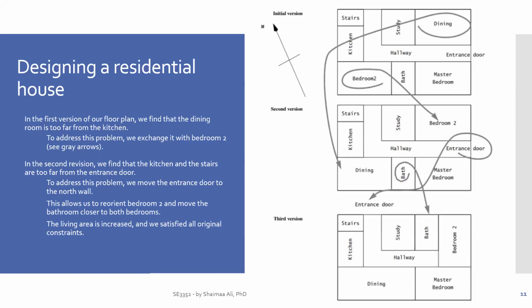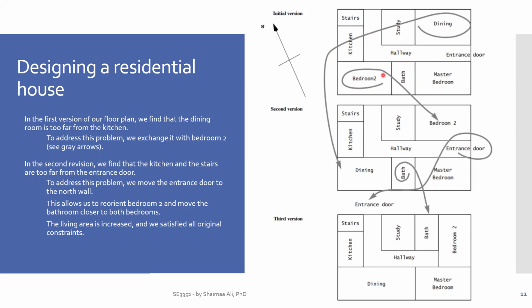Now, let's say we are done with the requirements and we're going to start the design. As I mentioned, it's almost impossible that it will be in one step. So the first attempt is never the best. Let's say this is the initial attempt. We have the kitchen here, the stairs, study, dining, the entrance here, master bedroom, bathroom, and bedroom. Now, when we review the requirements, so this is the initial design, you compare that with the requirements or the design goals.